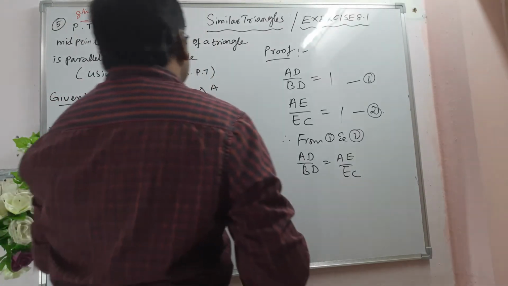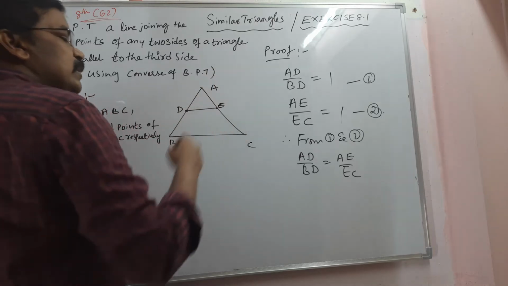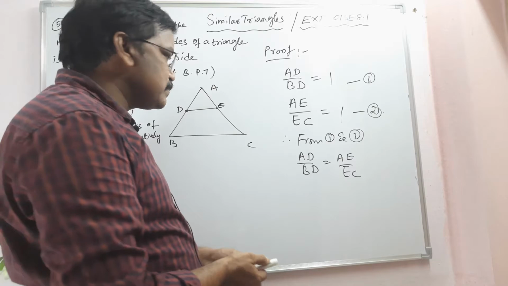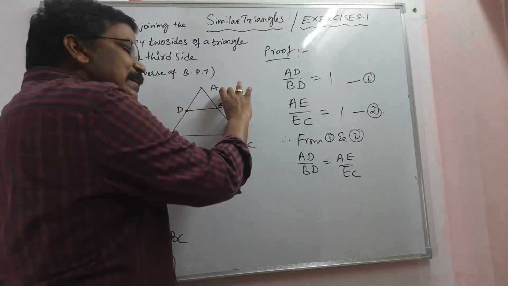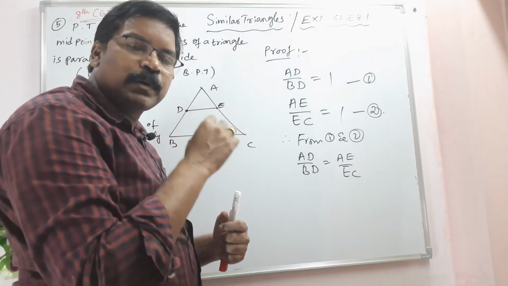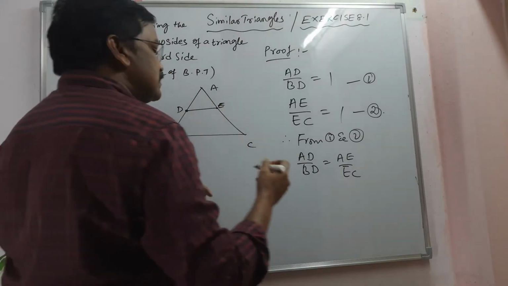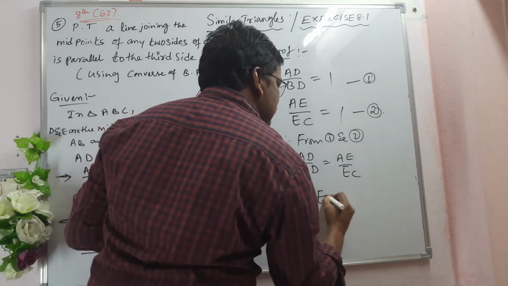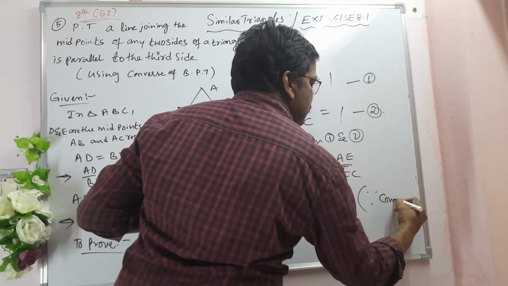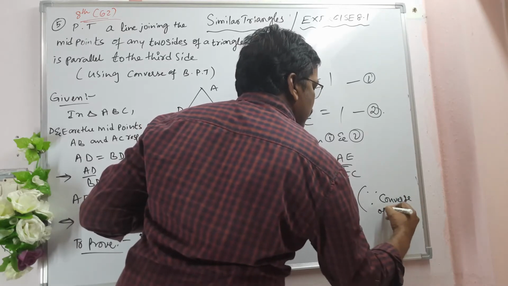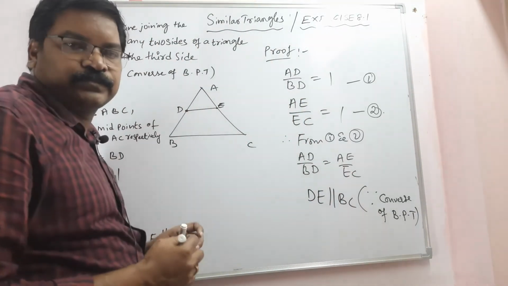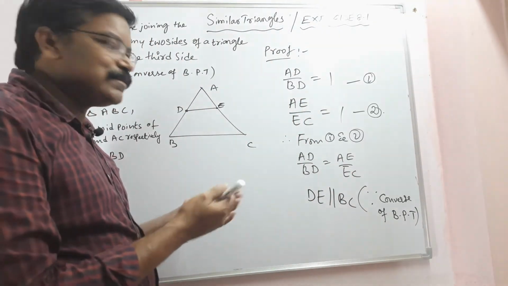Okay. See, when AD by BD is equal to AE by EC, according to the converse of basic proportionality theorem, if a line divides the other two sides in the same ratio, then that line is parallel to the third side. That means DE is parallel to BC, since converse of basic proportionality theorem. Understand? It's very simple.